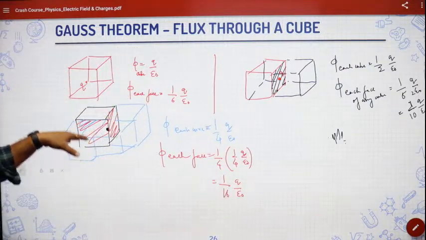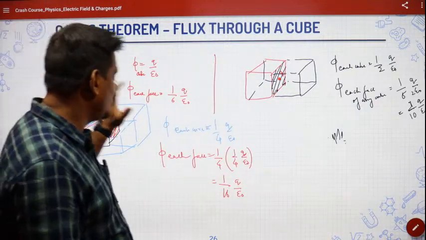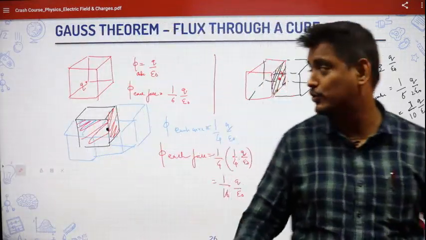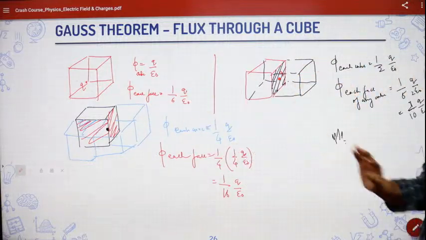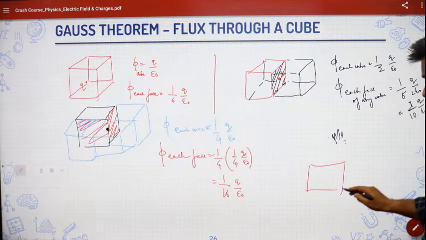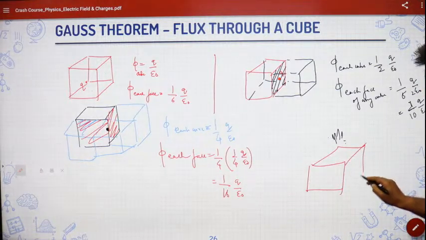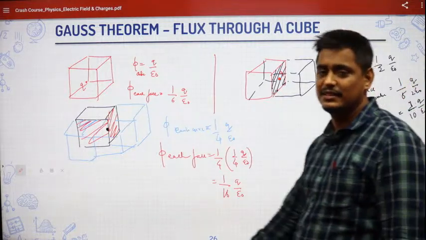So if we have a cube and the charge is at the center, the flux through the cube was q by epsilon naught, and flux through each face was 1 by 6 times of q by epsilon naught, and similarly it changes. What if the charge is present at one of the vertex?